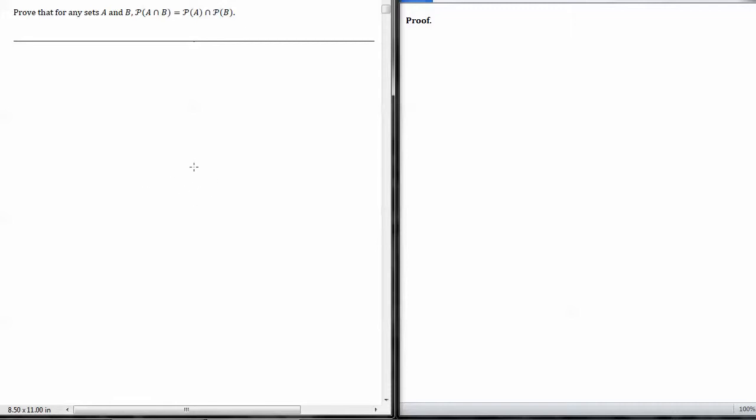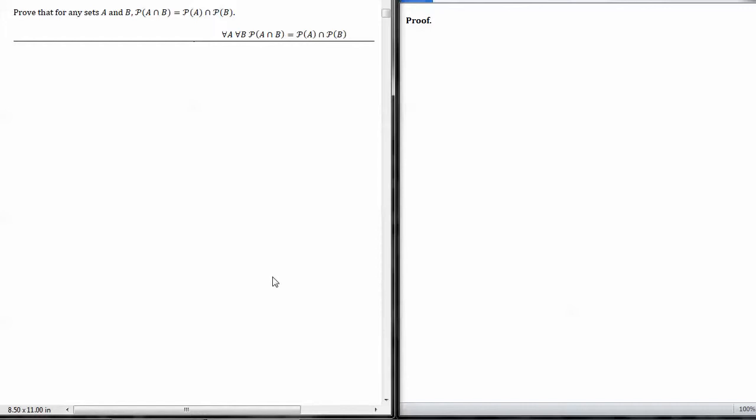So the reason this seems true is if we look at a couple sets A and B, then an element of the left side here is a subset of the intersection. Maybe I'll call it S. Whereas an element of the right side has to be a subset of A and a subset of B. If you think about it, being a subset of A and a subset of B at the same time is equivalent to being a subset of the intersection of A and B. So that's what we want to prove. It's going to take a little bit of work though.